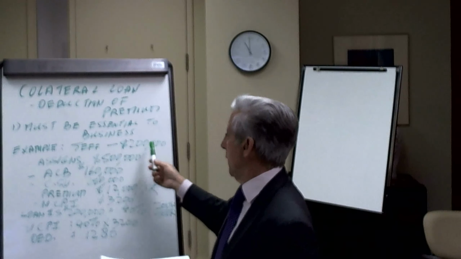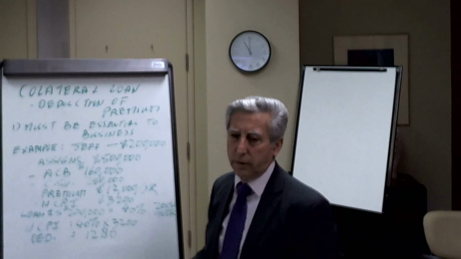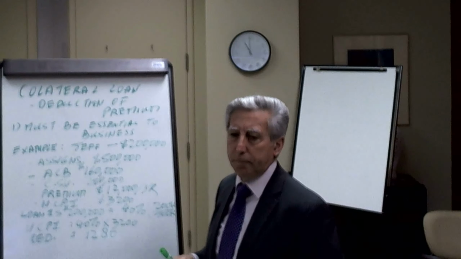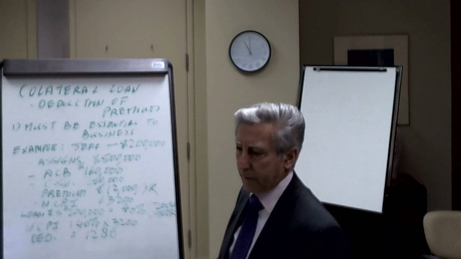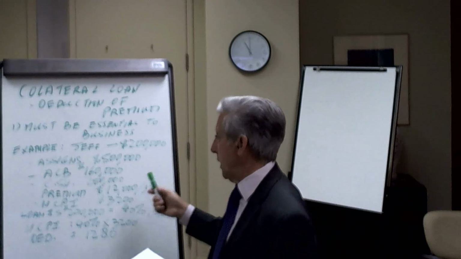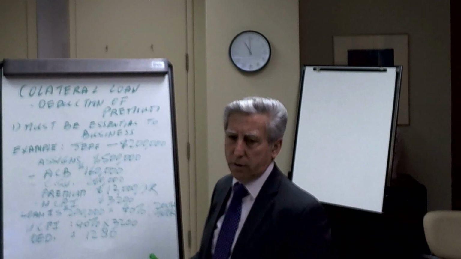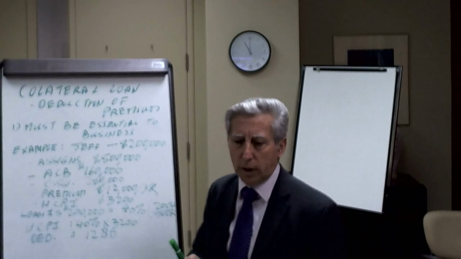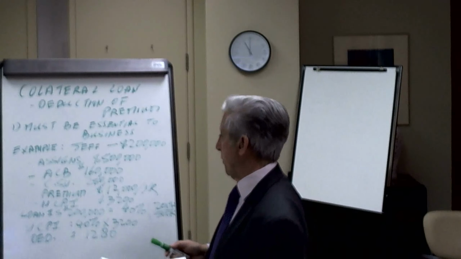So here's the example. We've got Jeff sitting here, and he needs to borrow $200,000. The bank said, that's fine, that's not a problem. However, we want you to have a life insurance policy on your life and assign it over to us. Jeff says, well, I happen to have $500,000 on my life right now. Okay, so it's not a problem. I can collateralize that policy.